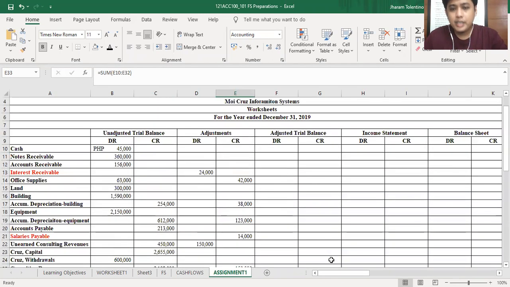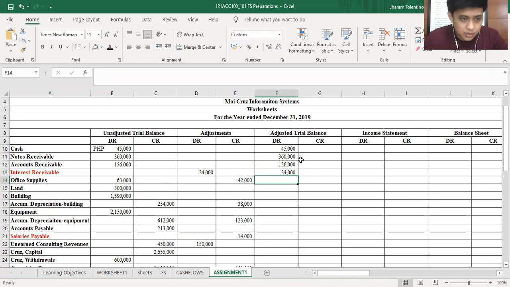Okay, next. Applying the rules. Naalala niyo yung shortcut na natin last time? That's debit, debit, add, credit, credit, add. Other way around, just deduct and put the amount on the larger side, okay, of the balance. Ganun lang. Okay, so we have here 45,000. Wala siyang adjustments. Just copy. This one, 360. Just copy. We have 156. Just copy. Next, we have zero balance plus a debit of 24,000. So that's 24,000.